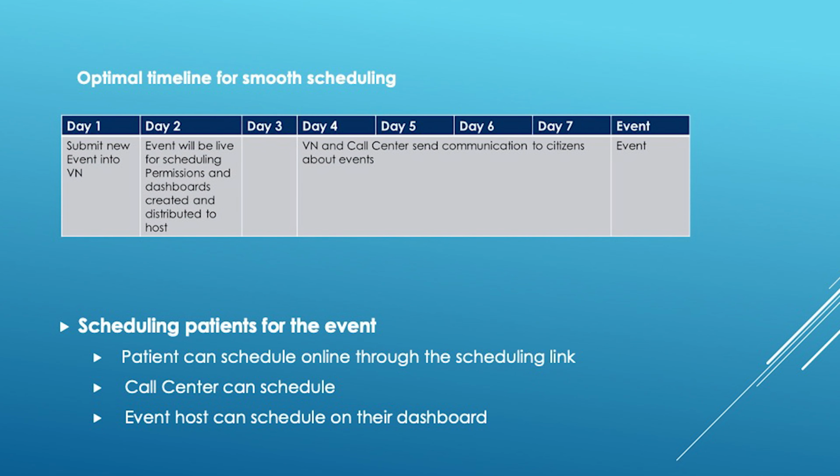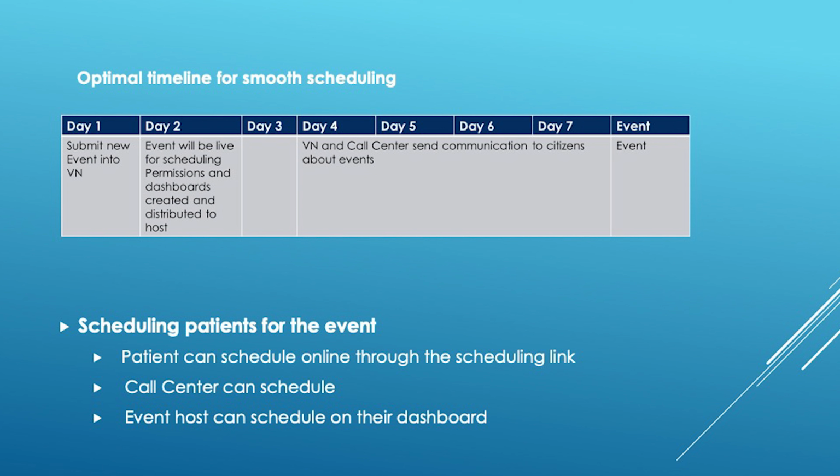This is what an optimal timeline looks like, so it's smooth. On day 1, you submit your new event. On day 2, it's live. There are some emails that go out for people who are new that have registered. If we're sending to people who haven't registered in Vaccine Navigator, they'll usually get their scheduling link within 24 to 48 hours. Vaccine Navigator sends that out.